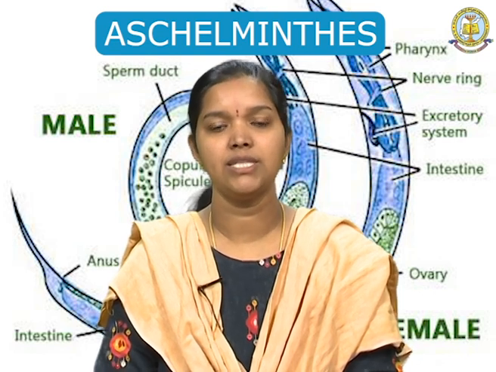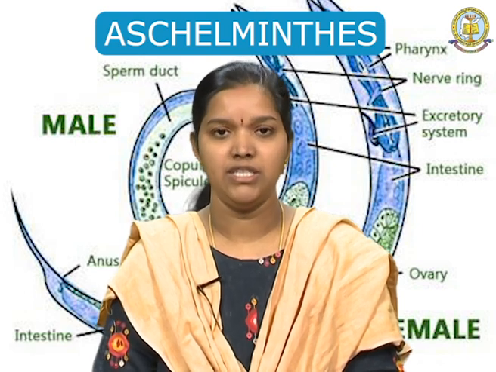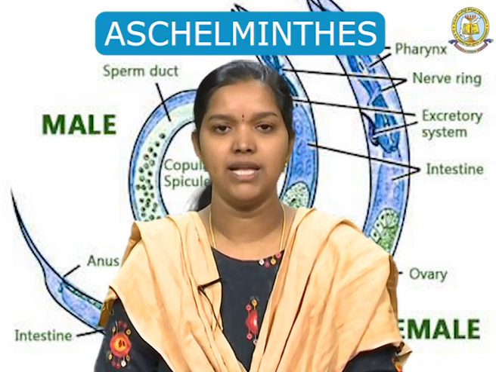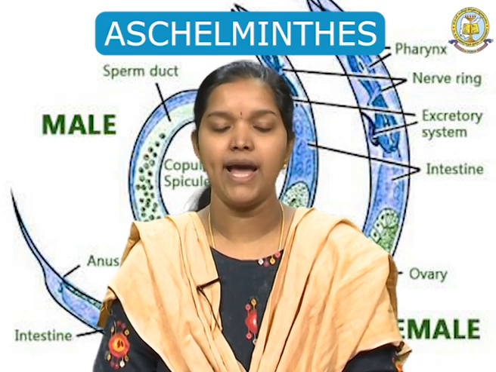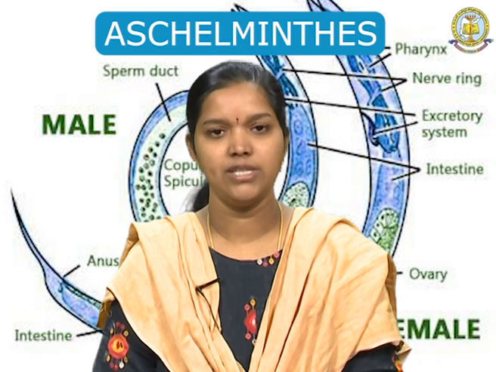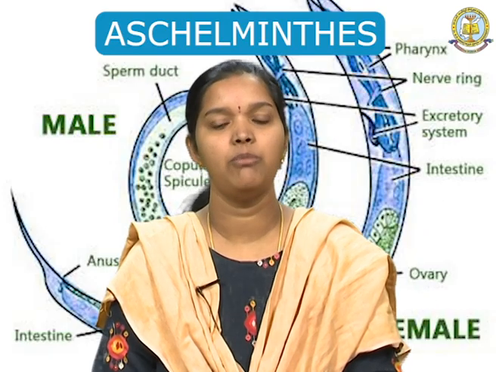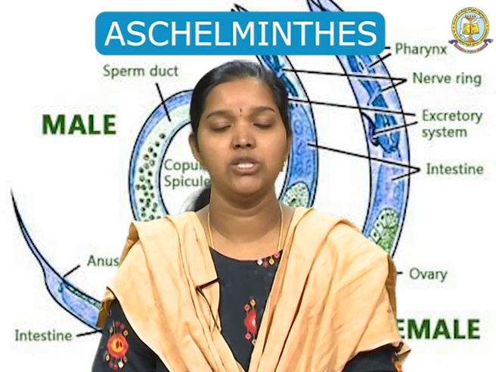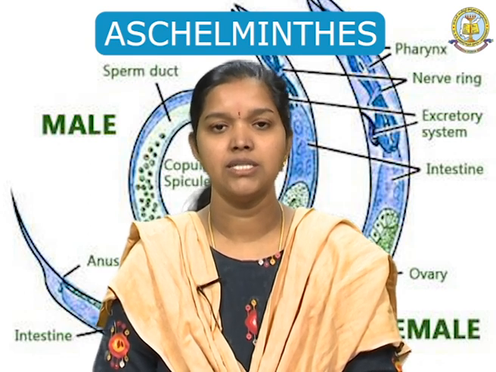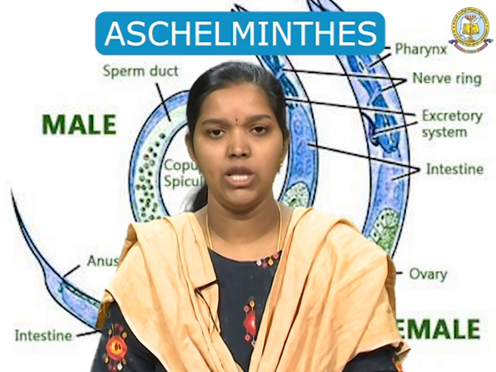The acoelomates have a body cavity which is filled with mesenchymal cells, which is mainly seen in Platyhelminthes and Rhynchocoela. In the higher phyla like Annelida, Chordata, Mollusca and Arthropoda, we usually see a true coelom and they are called coelomates. And a small group of invertebrates with a body cavity that is not of mesodermal origin but looks like a coelom are called pseudocoelomates.